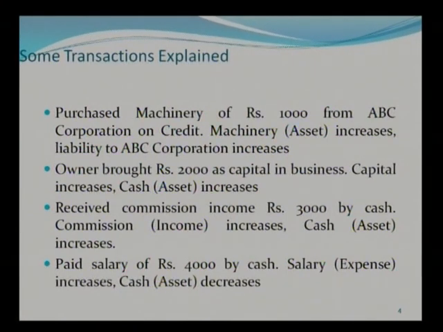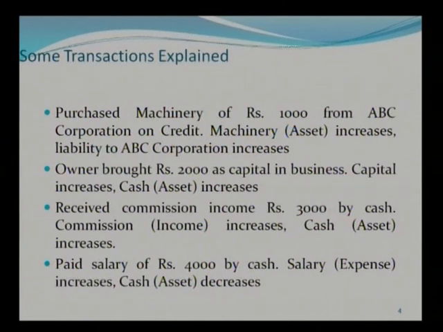Example 1. Purchased machinery of ₹1,000 from ABC Corporation on credit. What will happen when you purchase a machine? You get an asset. Your asset increases. Your machinery, suppose it was 0. Now it is a machinery of ₹1,000, which increases.